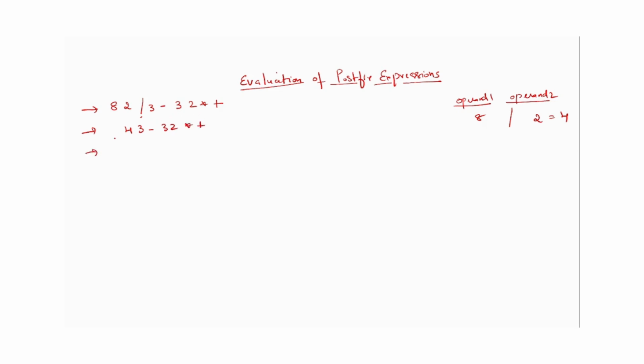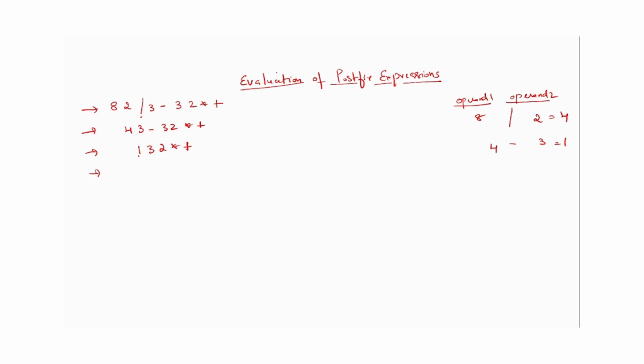Again I will scan from left to right. 4 3 minus. So 3 would be operand 2, 4 would be operand 1, and I have minus here. I will put minus here. That is nothing but 1. So 1 3 2 star plus. I will write everything as it is here.